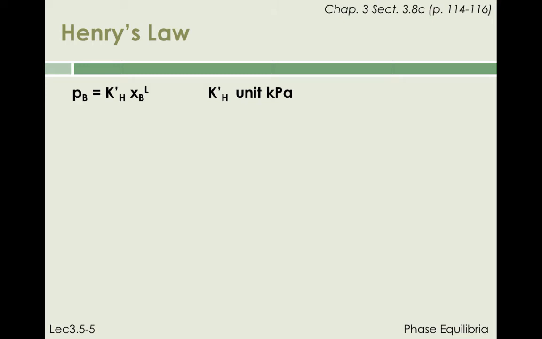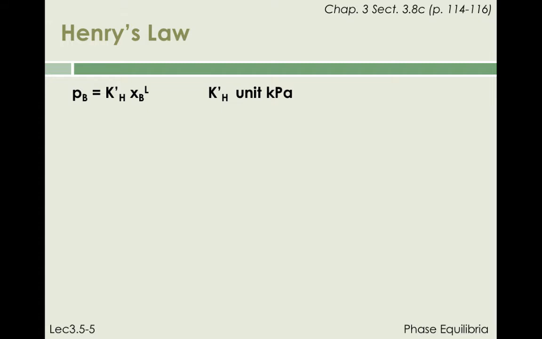On the preceding slide, we wrote Henry's law in the form that resembles Raoult's law. That is, by expressing the partial pressure of the solute in terms of the mole fraction of solute in solution. Henry's constant, K prime sub H, is therefore defined as the ratio of a pressure over a mole fraction, and has units of pressure.